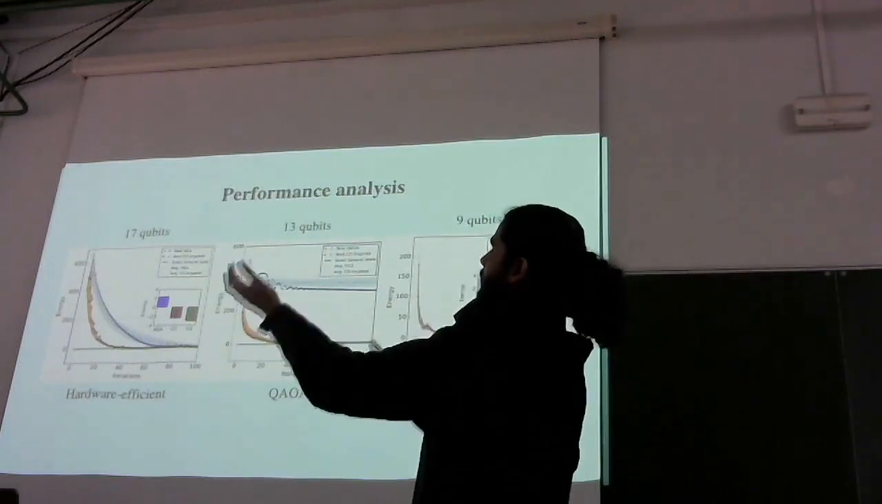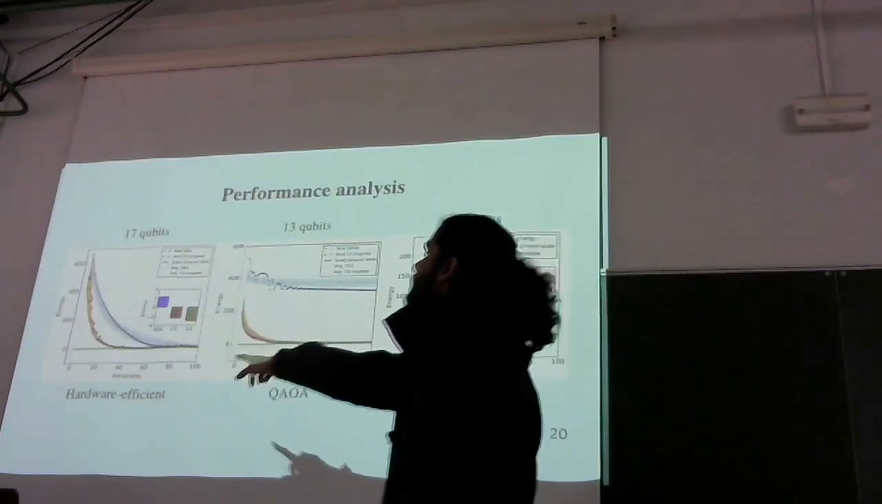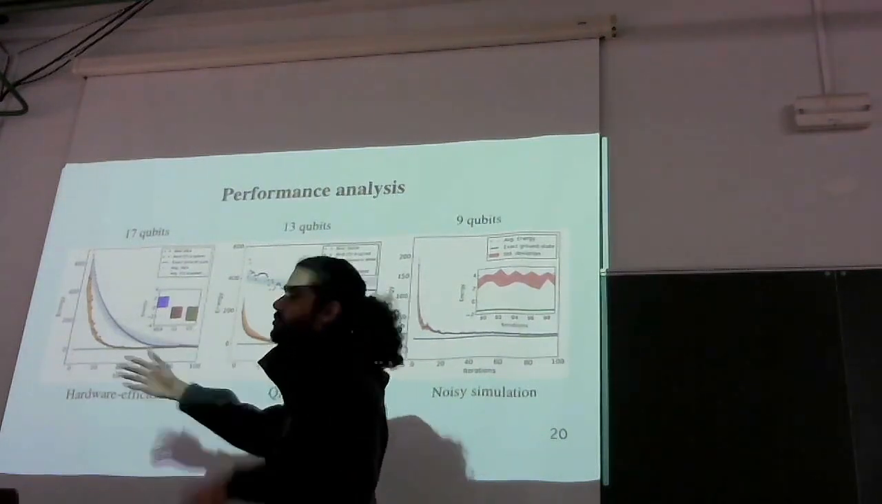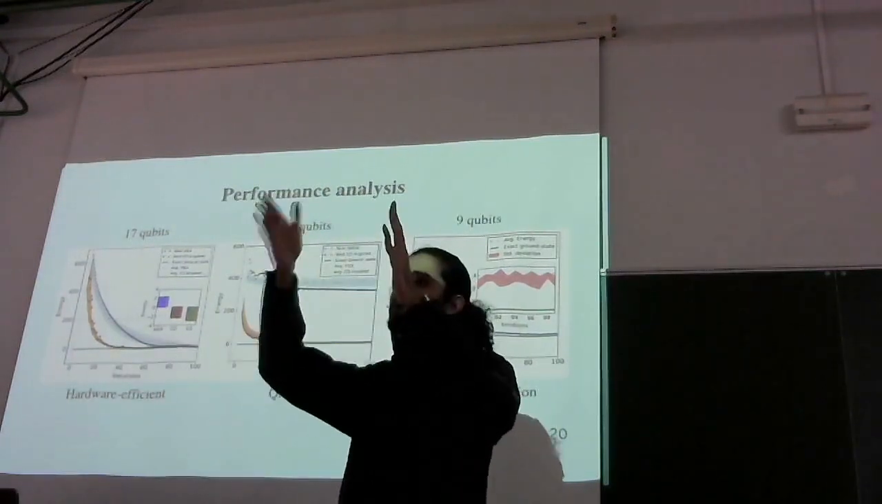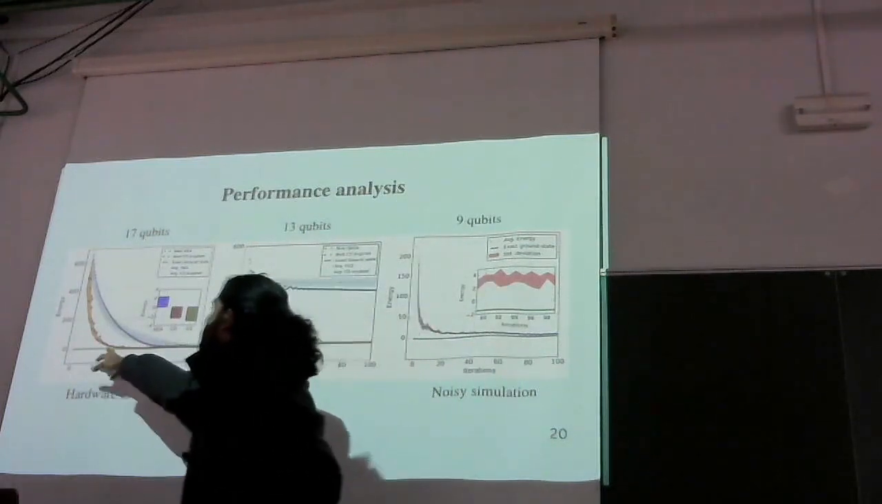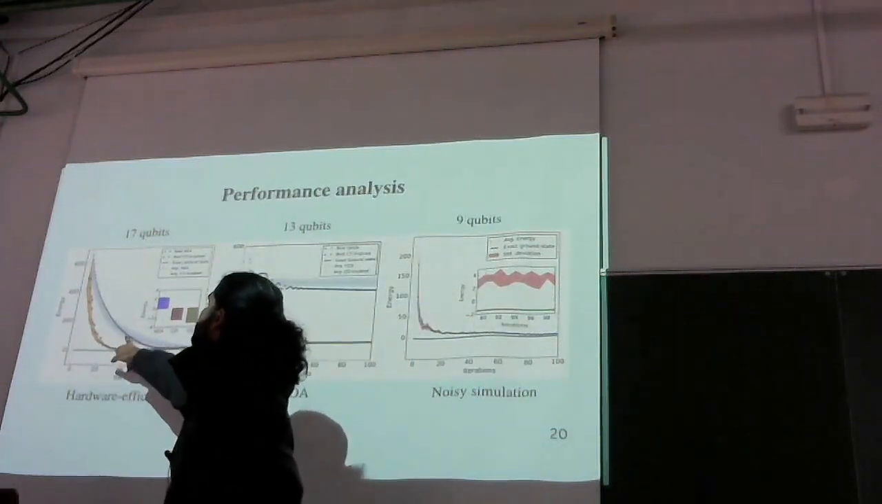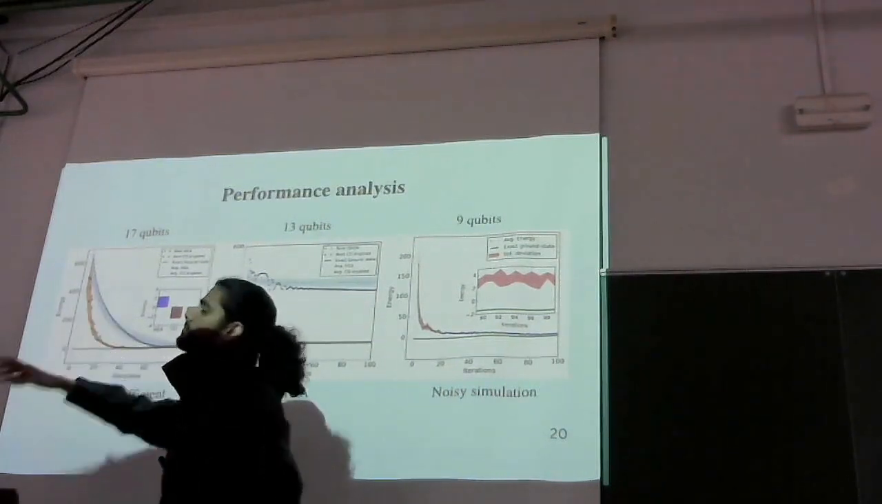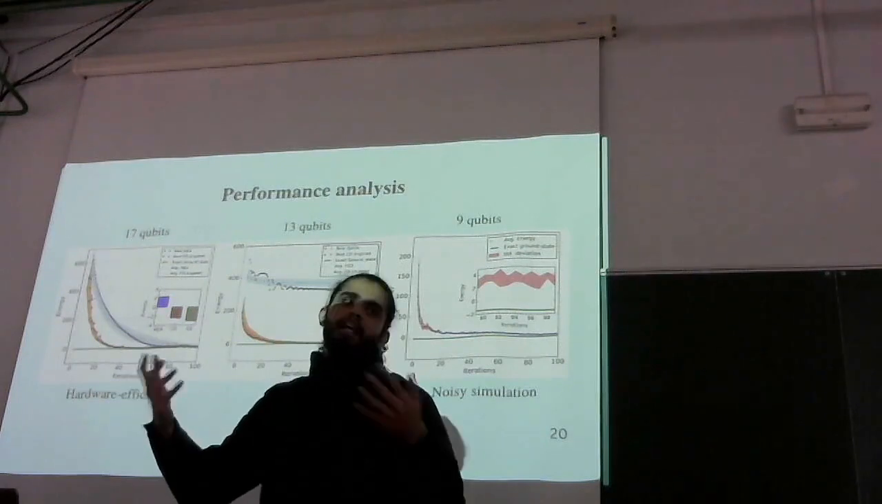So I showed the circuits previously. This is a 17 qubit system, which I compare with hardware efficient ansatz. So just Y rotations, CNOTs, and then Y rotations again. So we can see that this is our algorithm. This is the hardware efficient, and the highlighted part is the average of the 20 instances that I considered, right?